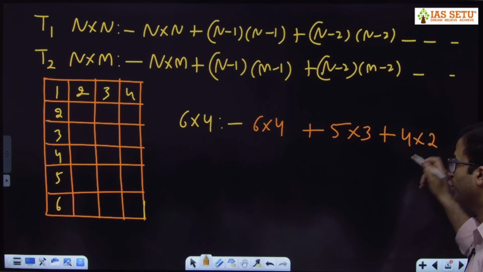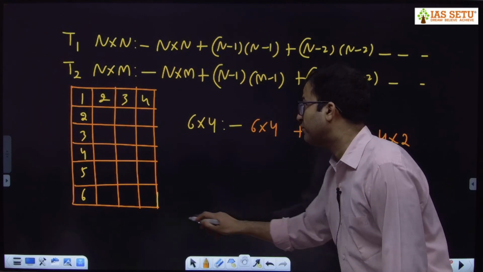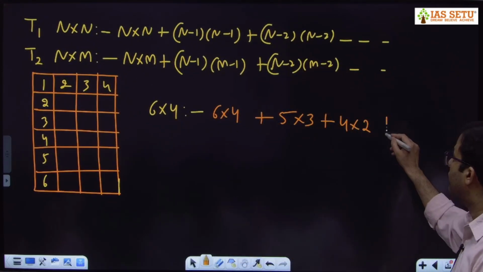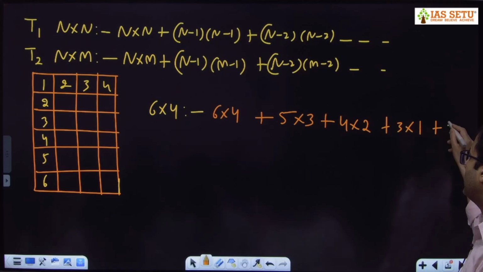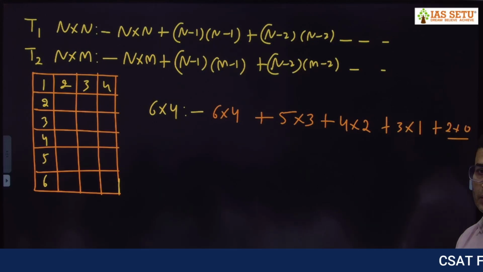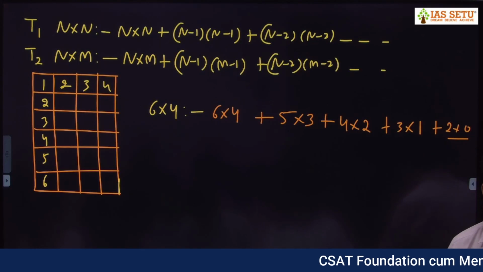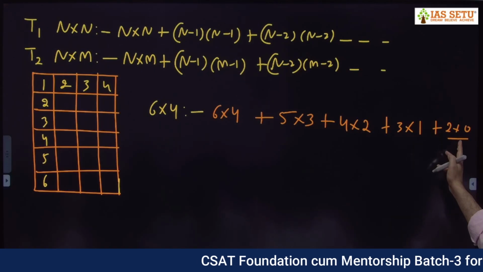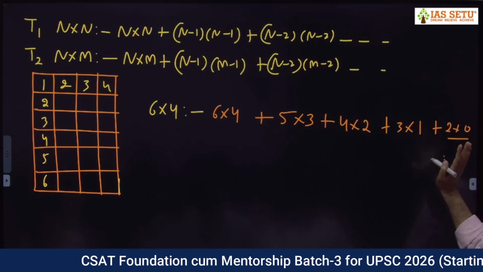4 into 2. Next, further subtract 1, 1. 3 into 1. Then 2 into 0. You are subtracting 1, 1. One value will become 0. The moment one value is 0, 0 into something is 0, stop.